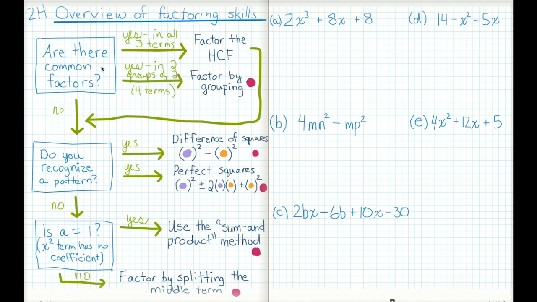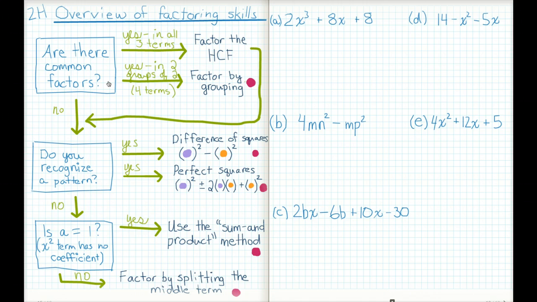The very first question you should always ask is, are there common factors? And by common, we usually mean common to all of the terms. So if there are three terms, and there's something in common between all three terms, then you would follow this arrow and factor the highest common factor. And then you would continue over here again.